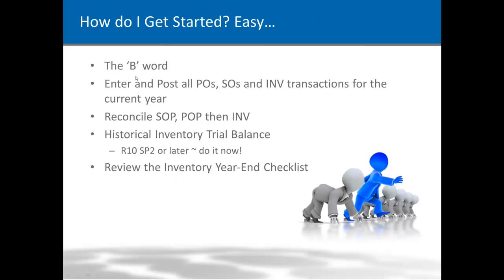So how do you get started? The B word. You enter and close all your purchase orders, sales orders, and inventory transactions for the current year. Then you're going to reconcile SOP, POP, and then inventory. You can print your historical inventory trial balance, and then you want to review your inventory year-end checklist.